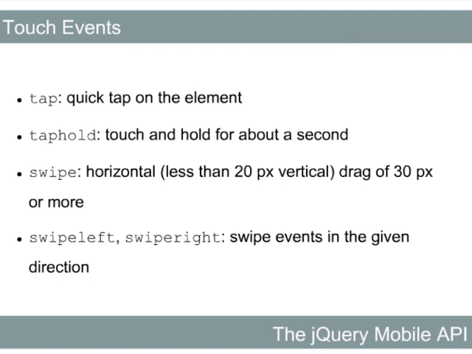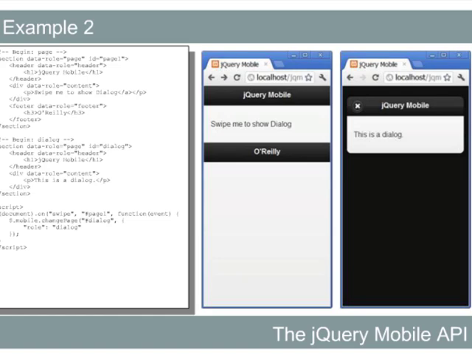A swipe is a horizontal swipe, so less than 20 pixels of vertical movement, a horizontal drag of 30 pixels or more, and that's in either direction. Swipe is either left or right, and then we have specific swipe left and swipe right events. And like I said, you can bind to these just like you would anything else.